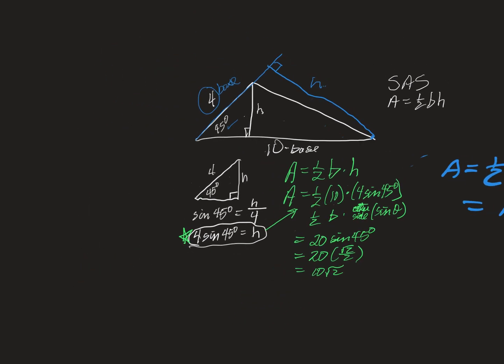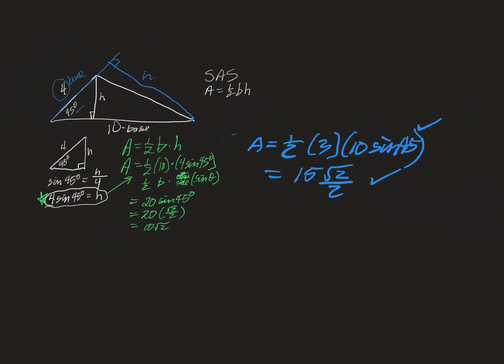Well, if you look at the work over here, you will see that that's what I've written. Oops, I wrote a 3 there. Let me fix that. It's 4, our base is 4. The height is now 10 sine 45, and what I get is 20 times square root of 2 over 2, which is 10 square root of 2. I get exactly the same area that I got the other way.